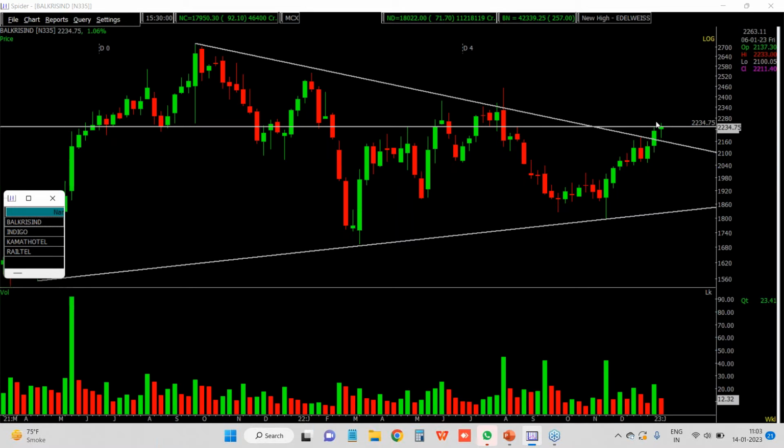But currently, it has closed below 2234. If you want a positive up move from Balkrishna Industries, it has to close above this crucial level, which is 2234. If the daily candle closes above this level, we can expect positivity from Balkrishna Industries. So this was first. Next, we can talk about Indigo.